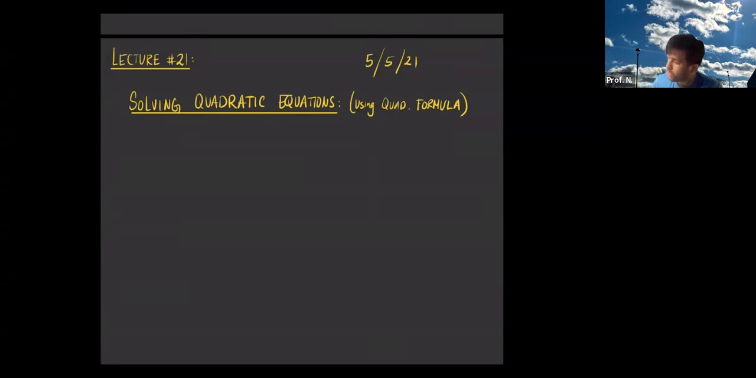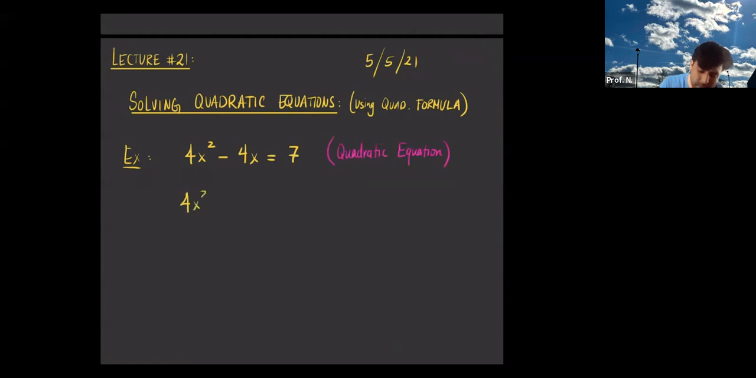Yes, so I'll do one like this. So here we have an example. If I've got 4x squared minus 4x equals 7, so here we have a quadratic. And the first order of business, when we have a quadratic that looks like this, is to set it equal to 0. So I get 4x squared minus 4x minus 7 equals 0.